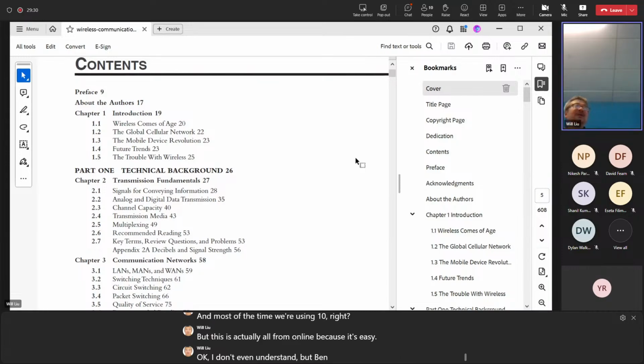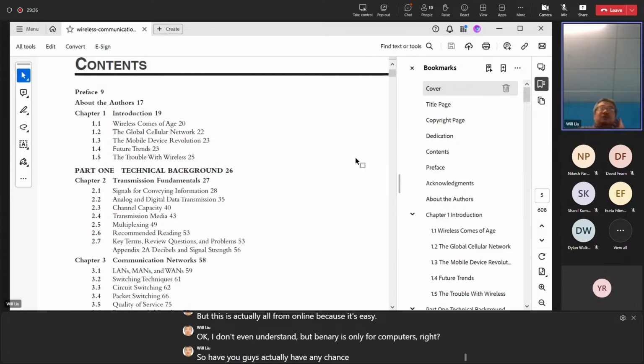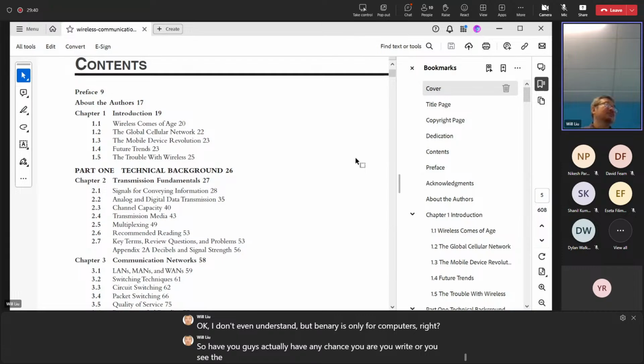But binary is only for computers, right? So have you guys ever had a chance to write or see hexadecimal? Do you know what hexadecimal is?